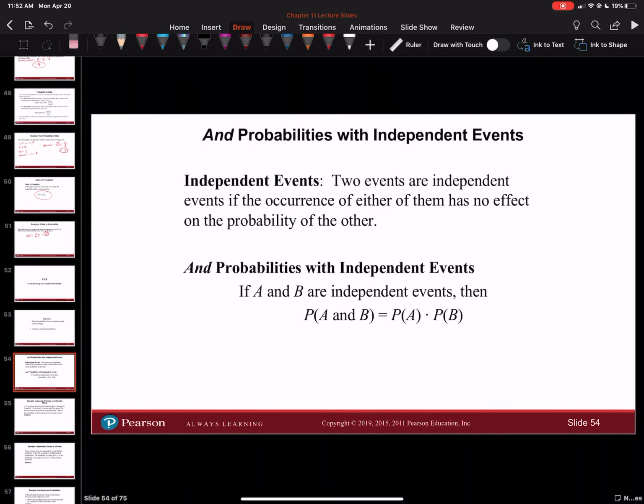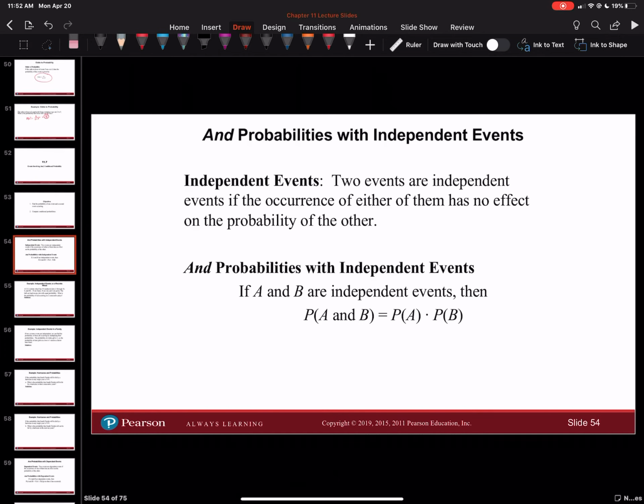Independent events: two events are independent if the occurrence of either of them has no effect on the probability of the other. If A and B are independent events, then the probability of A and B is equal to the probability of A times the probability of B. So now you're dealing with multiplication. We were dealing with adding before, now we're dealing with multiplication.